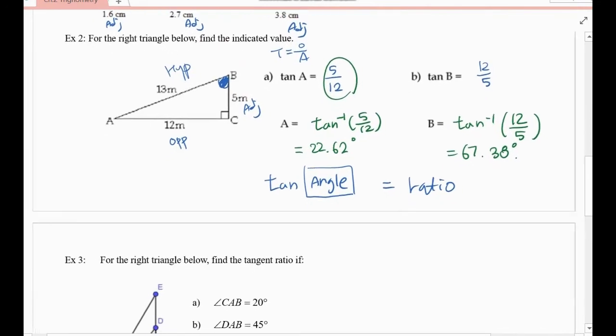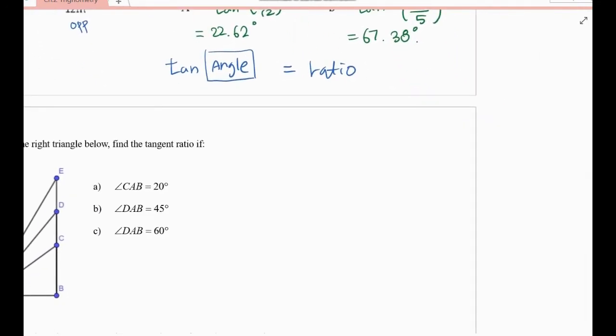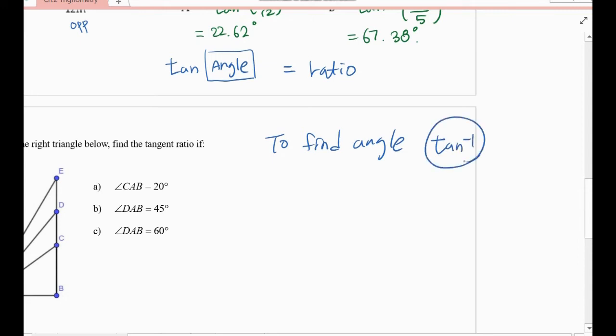So remember, I'm just going to write it down here. To find an angle, use inverse tangent. To find a ratio, use just regular tangent. Okay? So remember this.